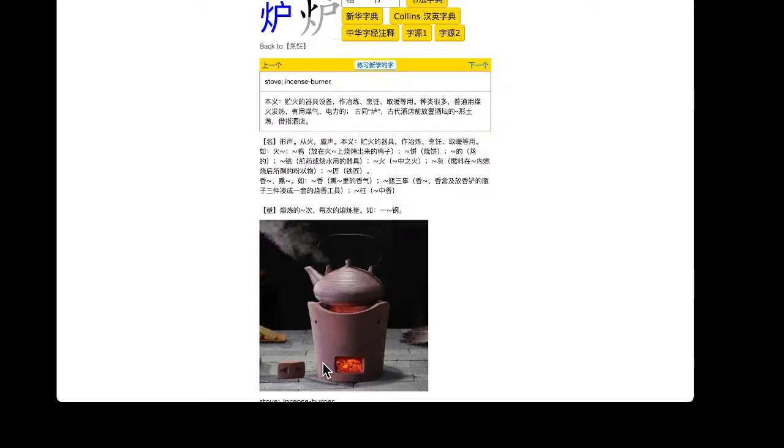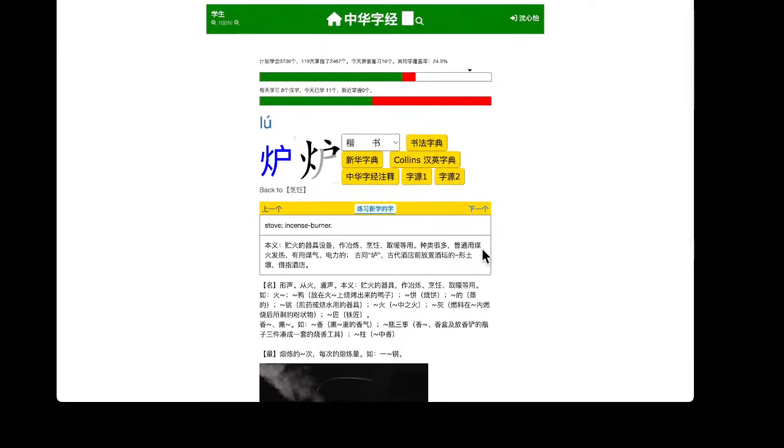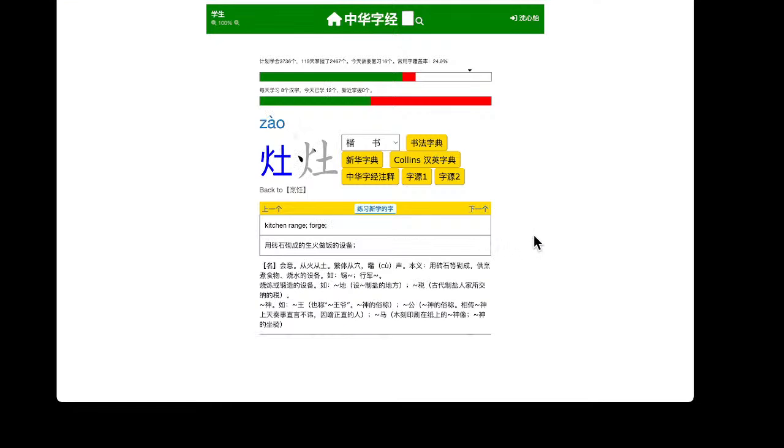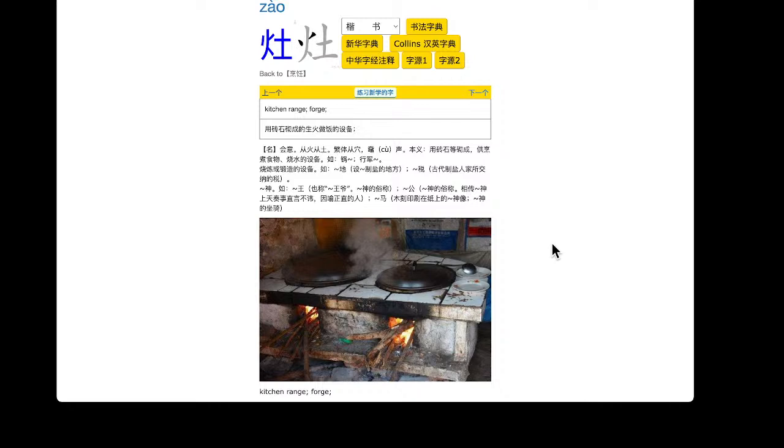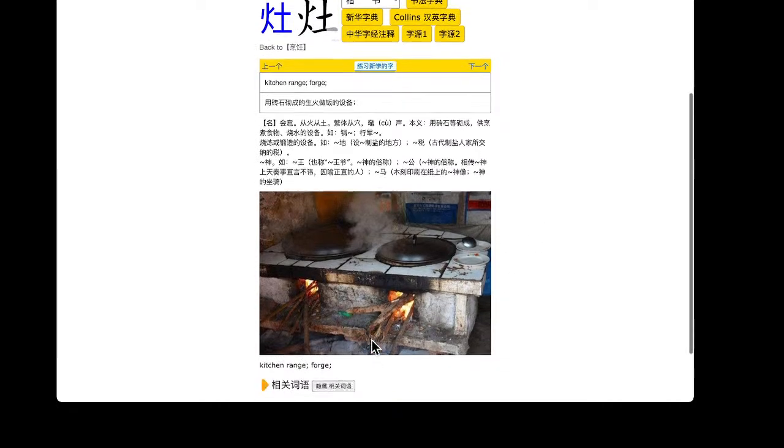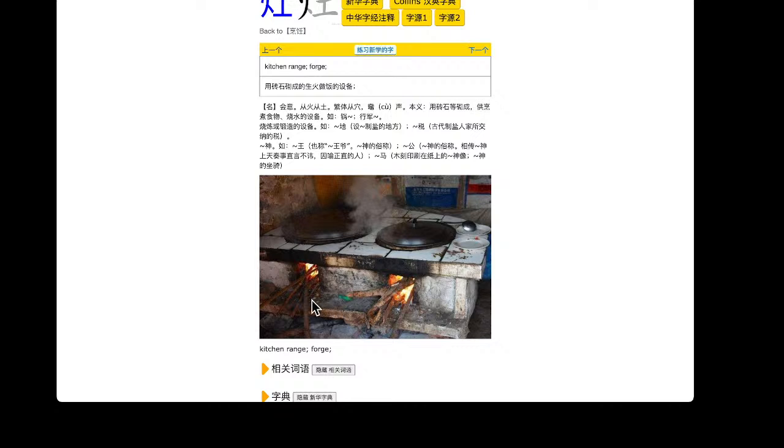Here's a picture. Okay, so there are all kinds of lu. Okay, next one. Zao. Zao is another type of cooking device. So this is a kitchen range, not a stove anymore. It's a bigger equipment. So this is a very typical kitchen range that used to be very pervasive when I was young in China. This is the type of range I remember.